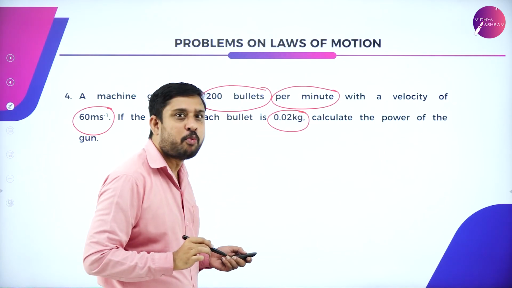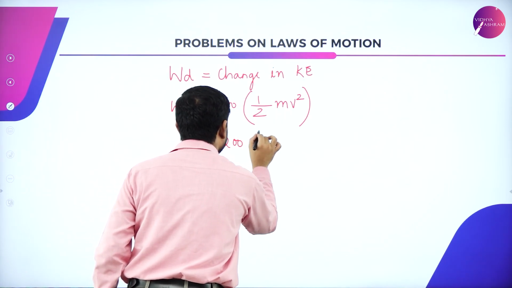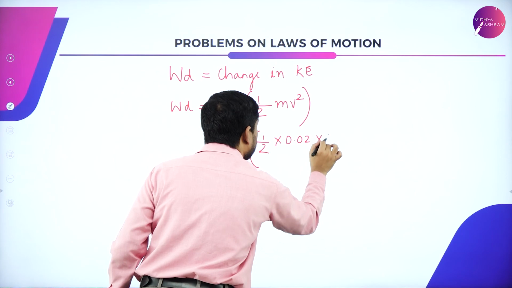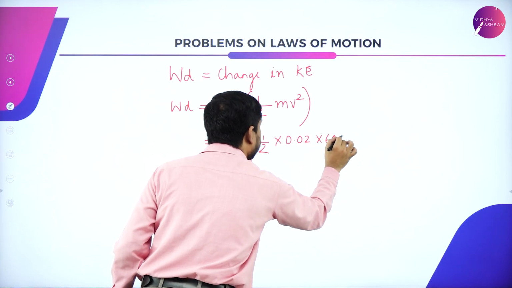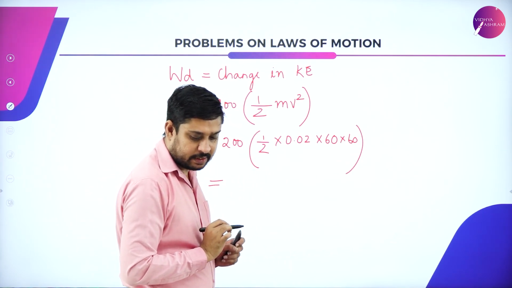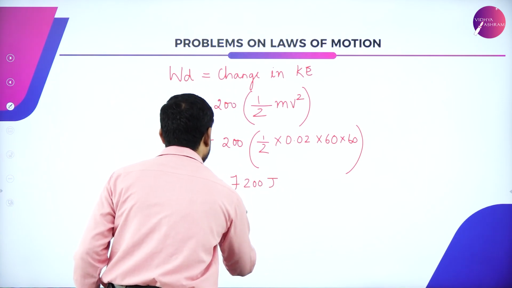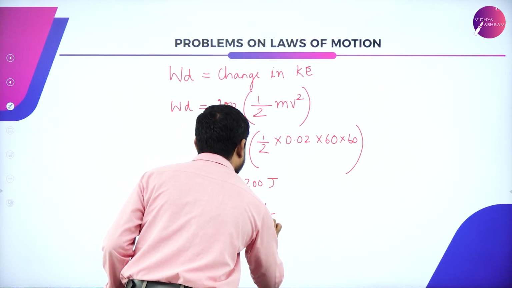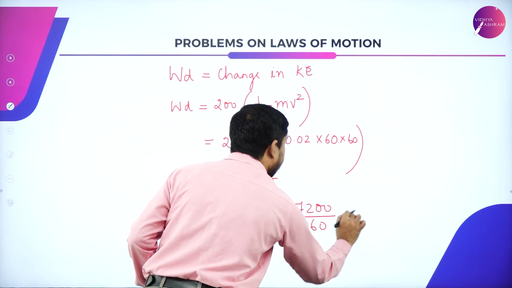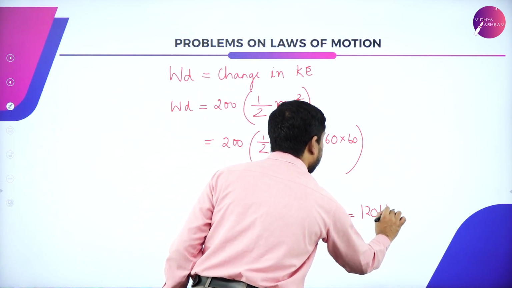Mass of each bullet is 0.02 kg. So this is half into 0.02 into 60 square, into 200, which turns out to be, so the work done is 7,200 joules. Now power is work by time. 7,200 by 60. So this turns out to be 120 watts.